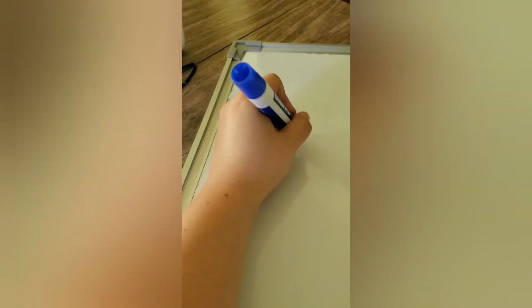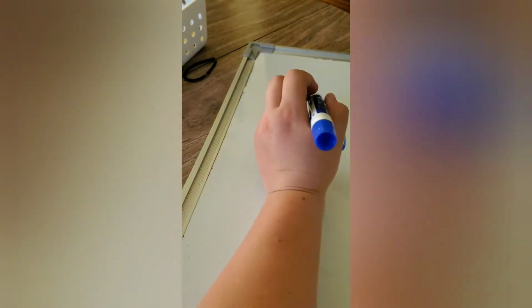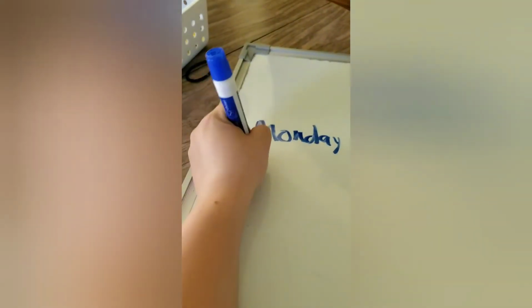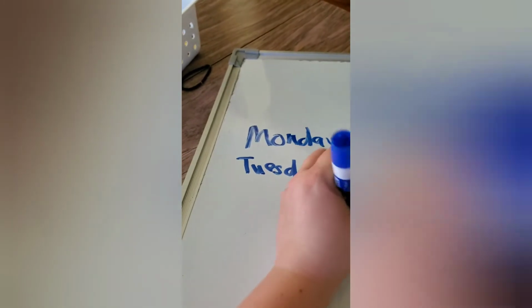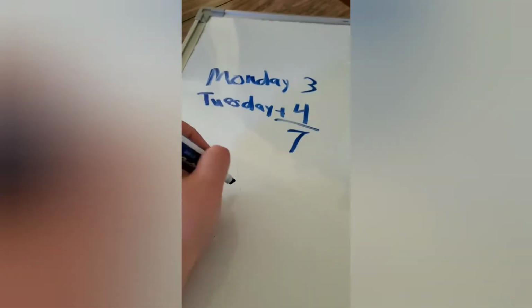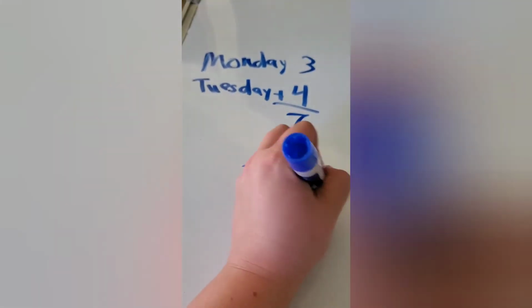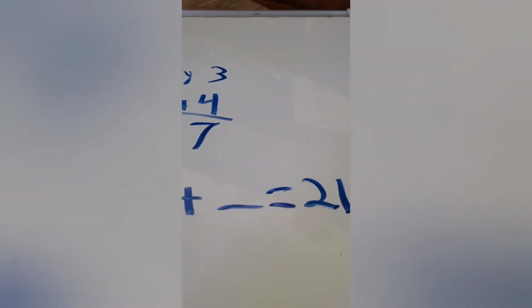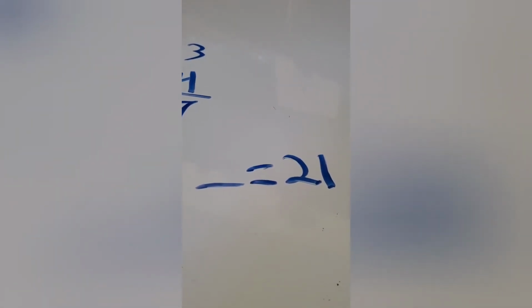On Monday, she put up 3 posters. Then on Tuesday, she put up 4. So 3 plus 4 is 7. And how much was her total? It was 21, right? All right, 21 over here. So 7 plus blank equals 21. So what can I do to solve this problem?